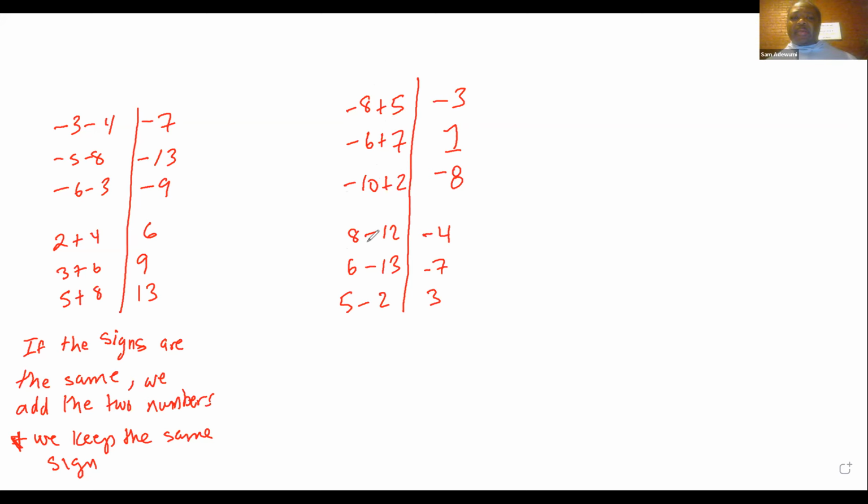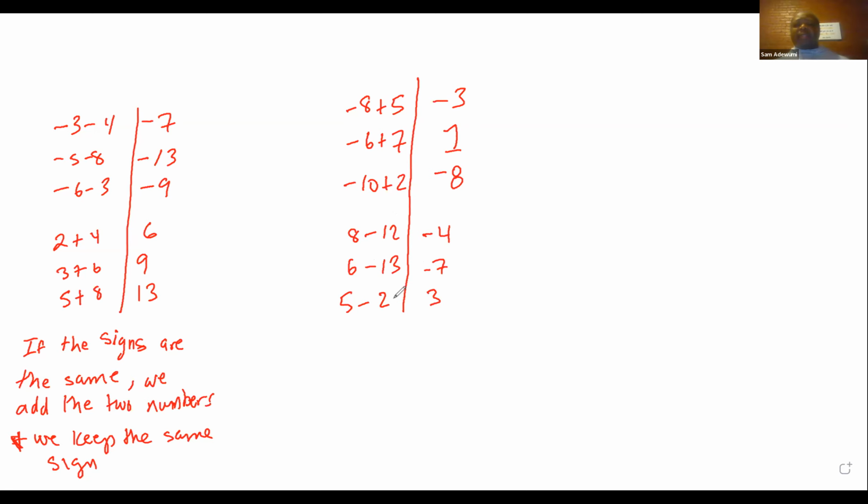Let's look at these bottom ones. 8 and negative 12. Which one has the larger absolute value? 12, or negative 12, I should say. So look at the answer, negative. 6 minus 13. Which number has the highest absolute value? Negative 13. Look at the answer, negative. Over here, 5 minus 2. 5 has the largest absolute value. Look at the answer, it's positive.